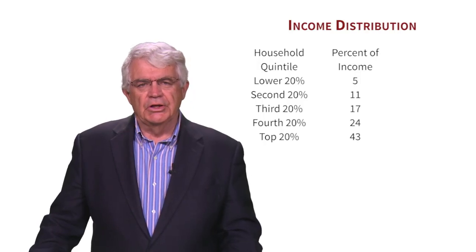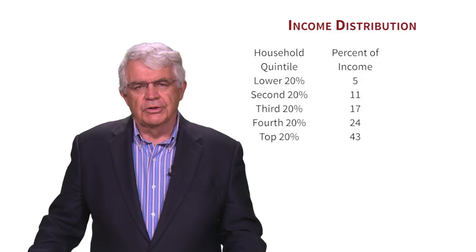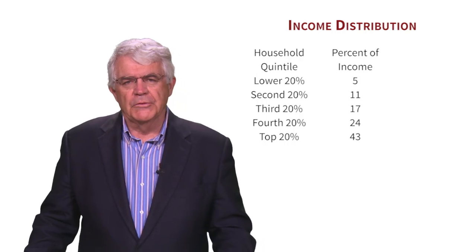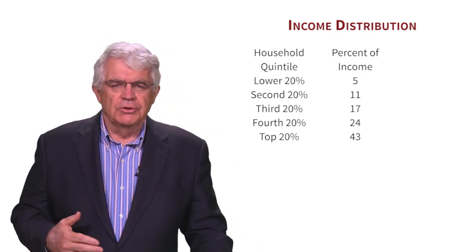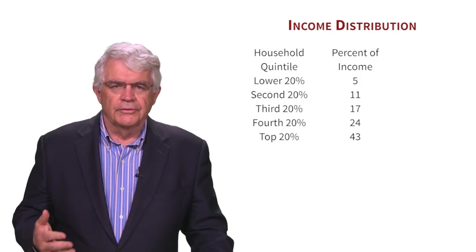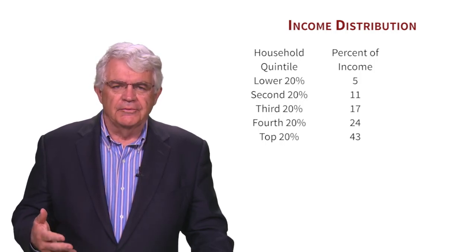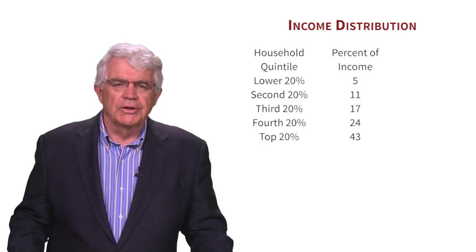And as you can see, as you consider the second 20%, the number is 11%, then it goes 17, 24, and the top 20% earn 43% of the income in the United States. So that's a distribution. And you could say the distribution is less equal if the top get more than the bottom. In this case, suppose the top got 48 rather than 43, and you took that extra 5% out of the lower 20 and second 20%, then it would become less equal.